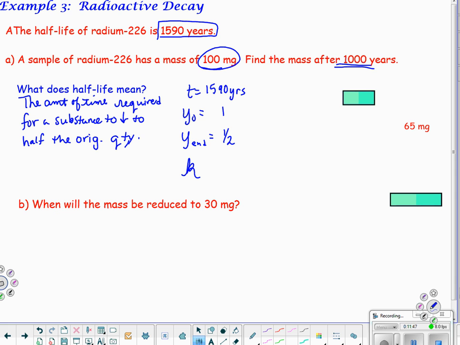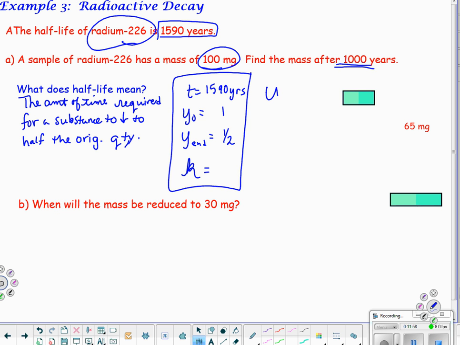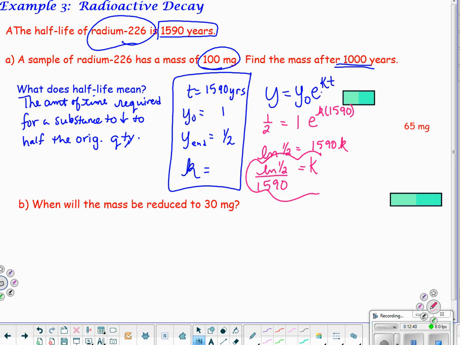I don't know what my proportionality constant is for radium-226. There's probably a table somewhere where you could get that, but we're going to just go ahead and solve it on our own. So using this information, we can go into our y equals y naught e to the kt format and find our k. So I'm going to finish with half the original quantity that I started with, which was 1. I would have e to the k, and time frame was 1,590 years. Natural log both sides, and we're looking at the natural log of 1/2 equals 1,590 times k. So k is natural log of the quantity 1/2 divided by 1,590. So there is your k value.